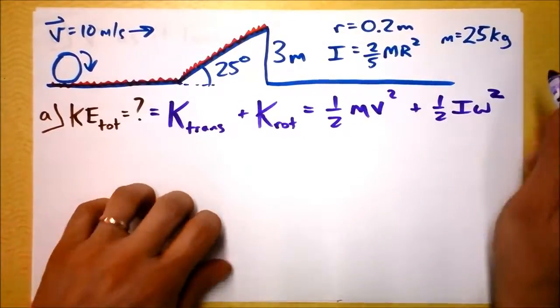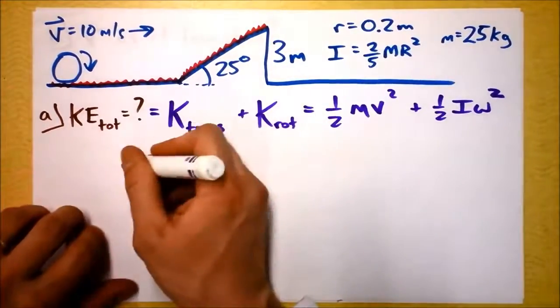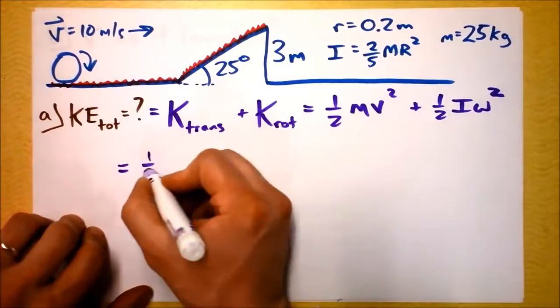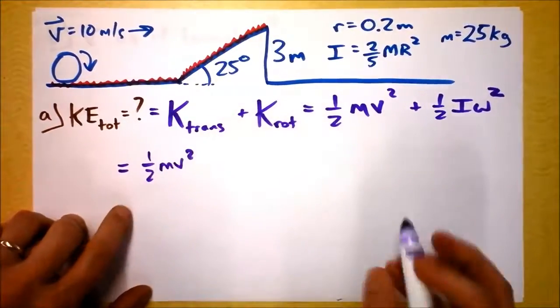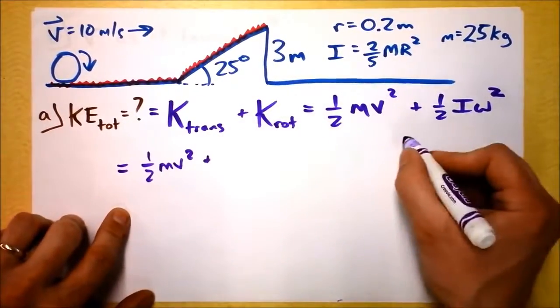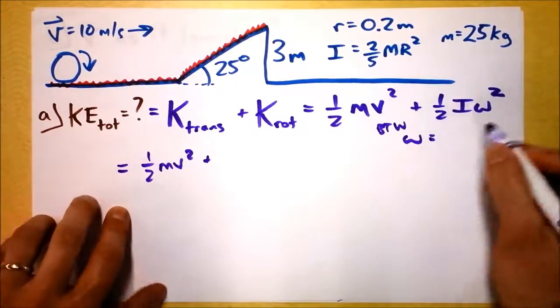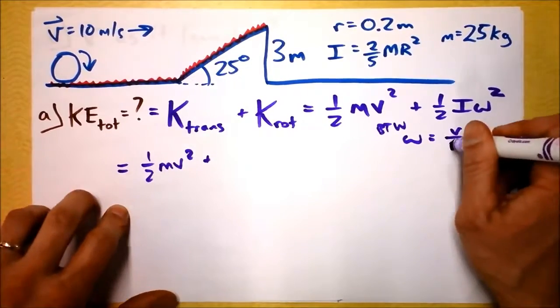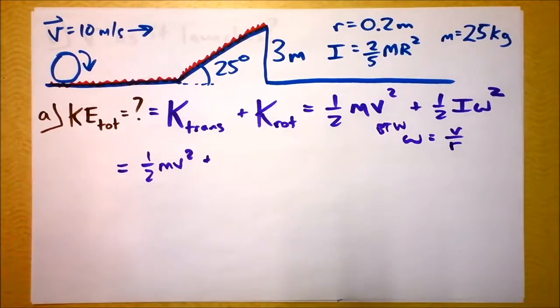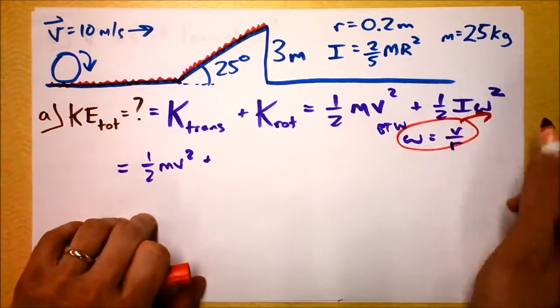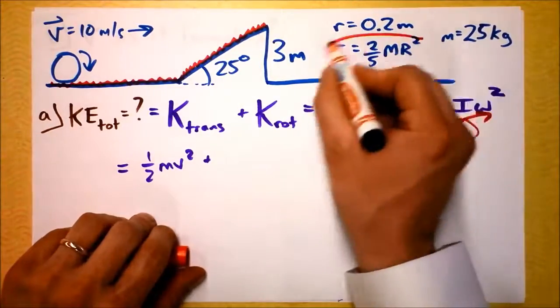It is rolling without slipping, so we can further develop this by saying, I'm just going to write the 1/2 mv squared again. But then I note that omega is v divided by r. This is true when we have a rolling-without-slipping situation, and we've totally got that here. So I'm going to plug that in there, and I've got, why don't I take this moment of inertia and plug it in.